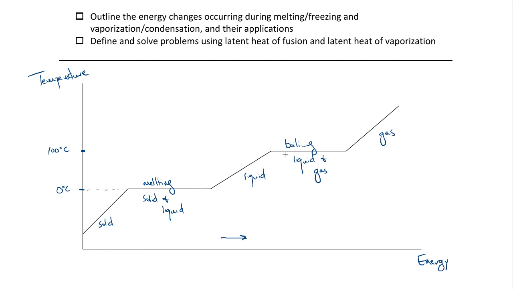And that's why when you're boiling something on a stove, turning the element up higher doesn't make it cook any faster, because you can't get the water above 100 degrees Celsius at normal pressure. You could in a pressure cooker, but you can't get it above 100 degrees Celsius. All adding that extra energy is doing is turning more of it into steam.